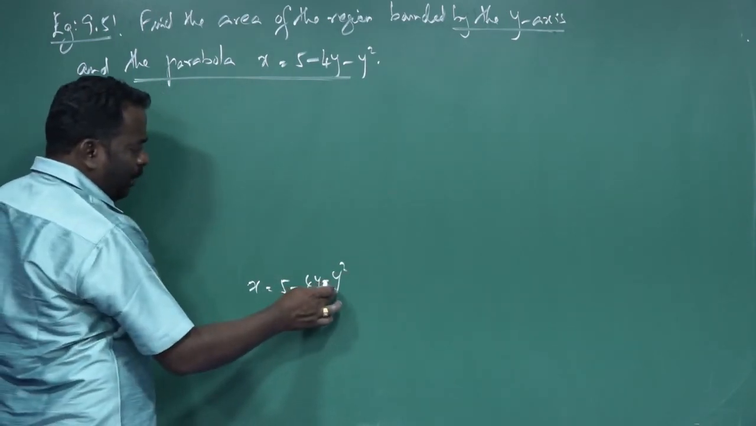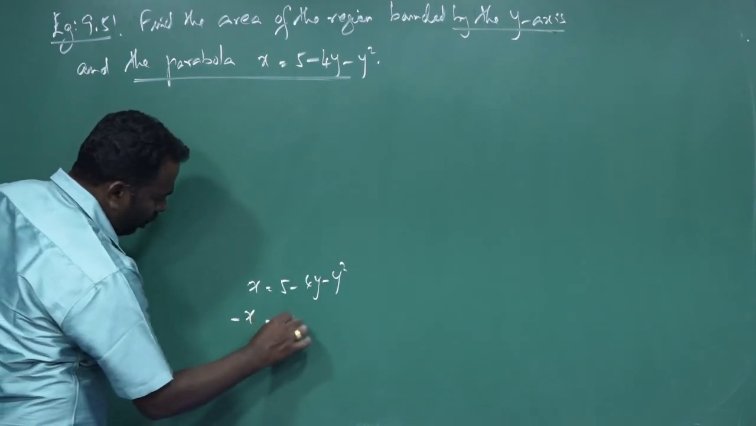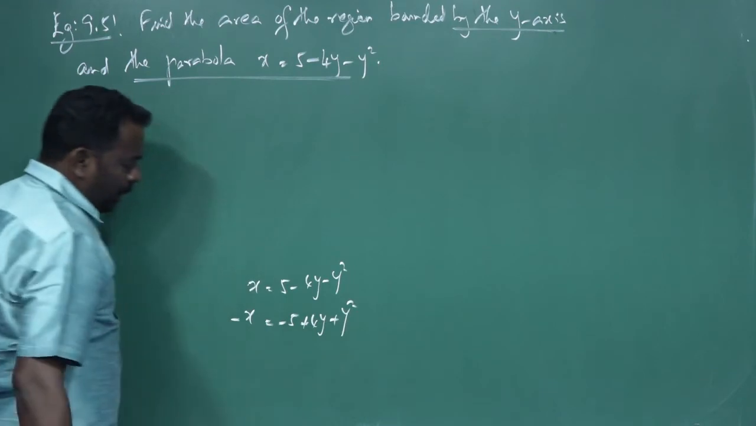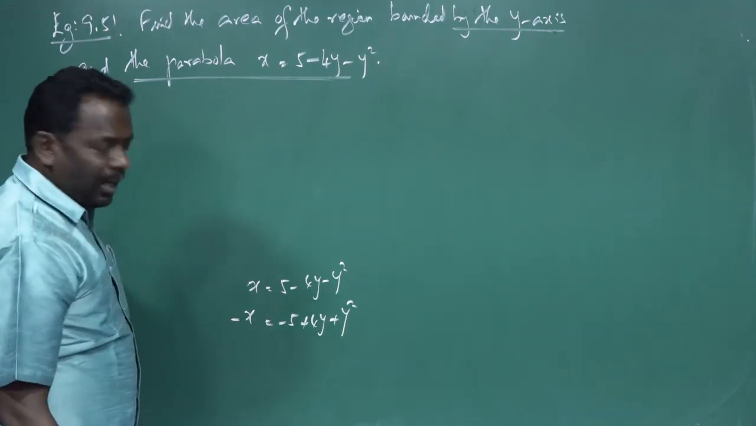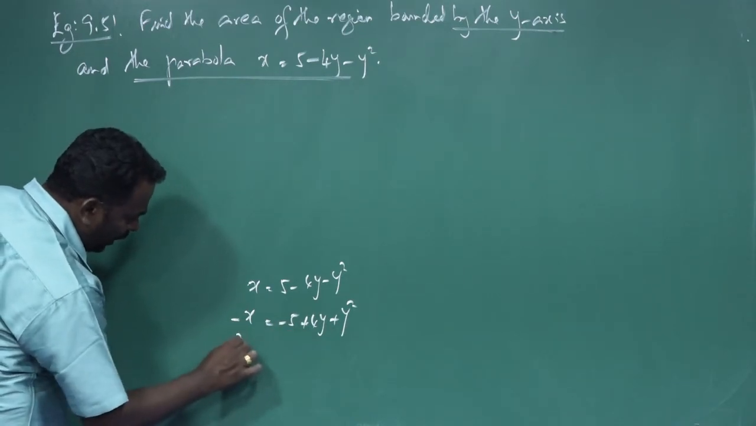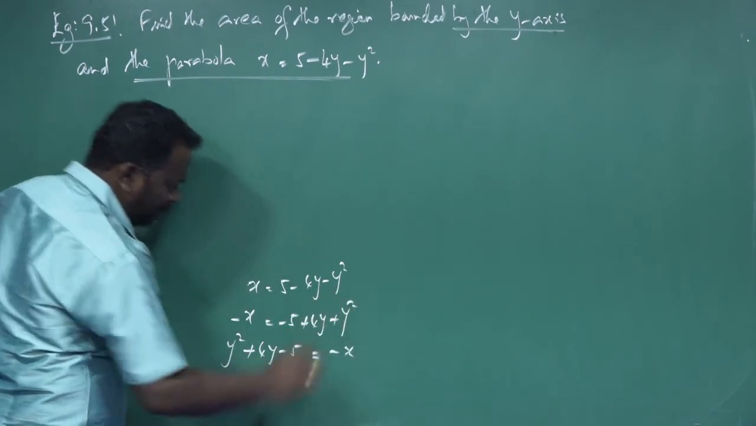So y square should be positive one, therefore just simply multiply by minus. Minus that is equal to minus 5 plus 4y plus y square. Convert to standard form. Therefore, transfer the term: y square plus 4y minus 5 is equal to minus 6.